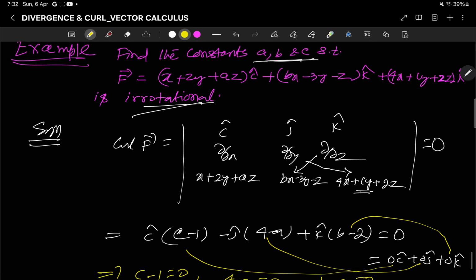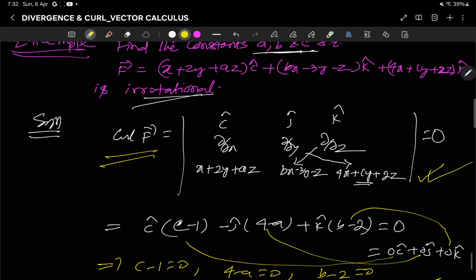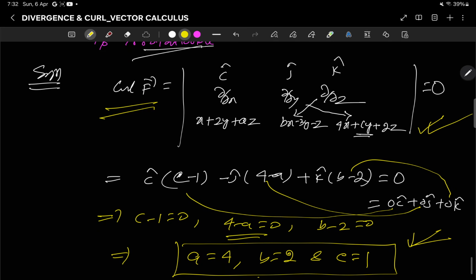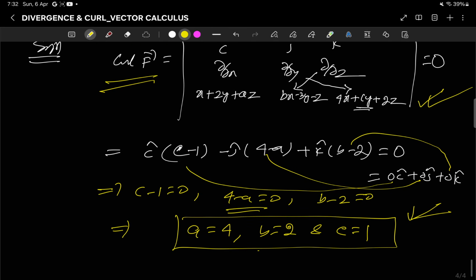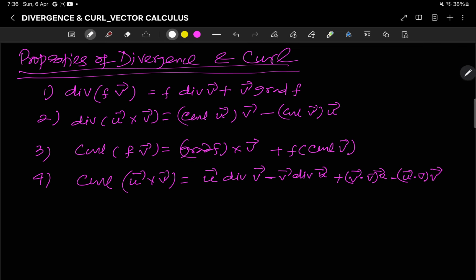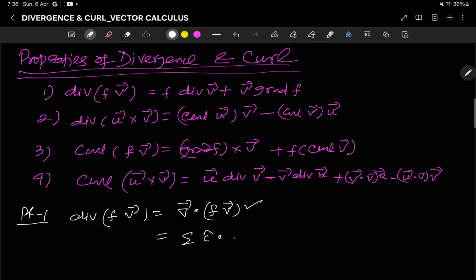If it is asked simply to find the curl F, then evaluate the determinant, and if it is asked that it is irrotational, then you show the determinant is 0. Now coming to the most important properties of divergence and curl. Let us prove these properties. Proof 1: div of fv is equal to del dot fv. In short we write it as summation of i cap dot del by del x of fv.